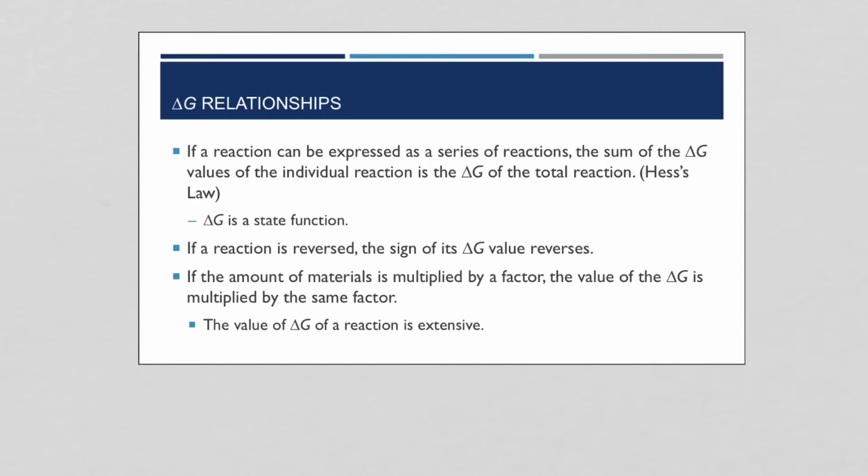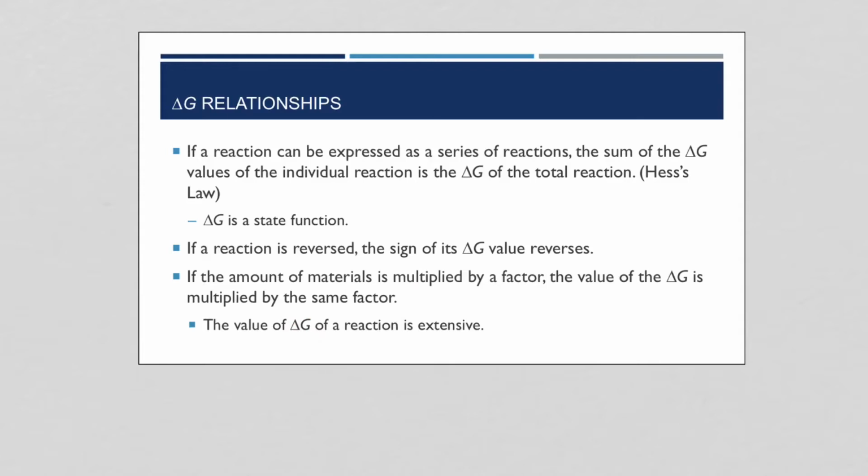And if we have to multiply the coefficients or change the coefficients in some way, say doubling them or cutting them in half, then delta G will be changed by the same factor. So if we double all the coefficients in our reaction to make it work, then we have to double delta G. So again, delta G of reaction is extensive, right? It's going to be bigger if we react 2 moles versus if we react 1 mole.